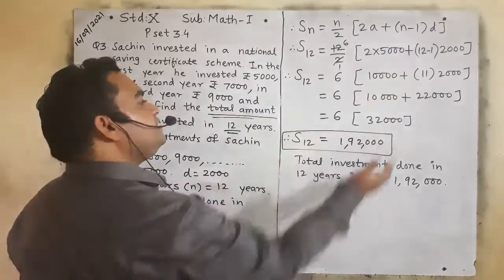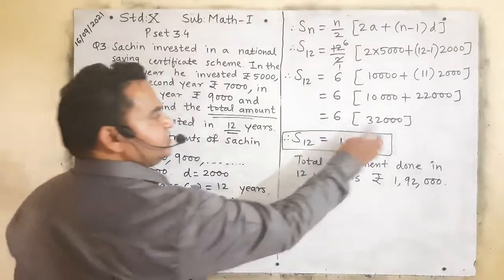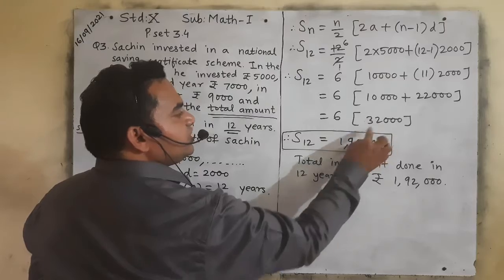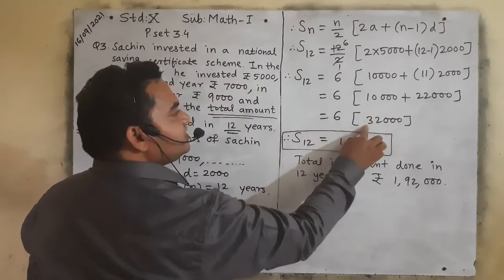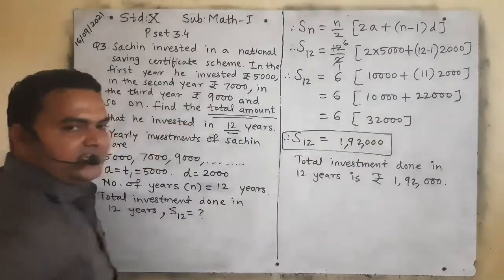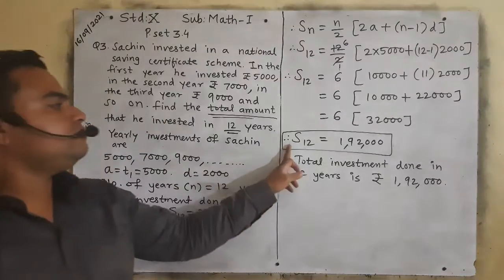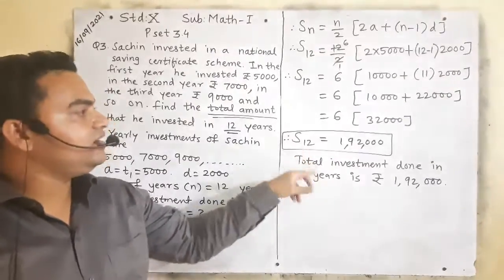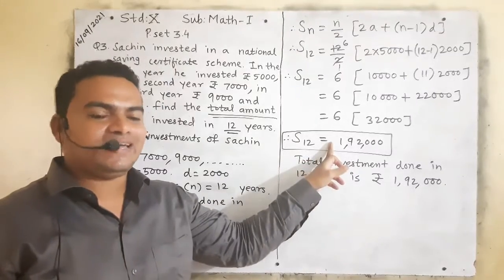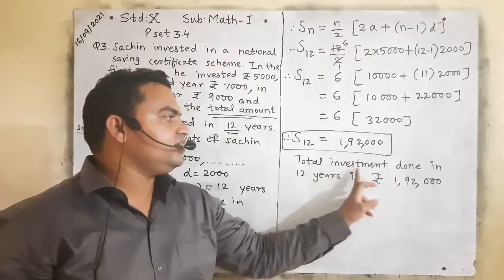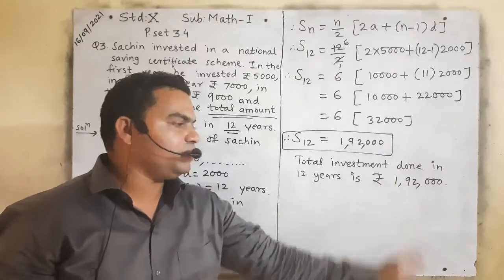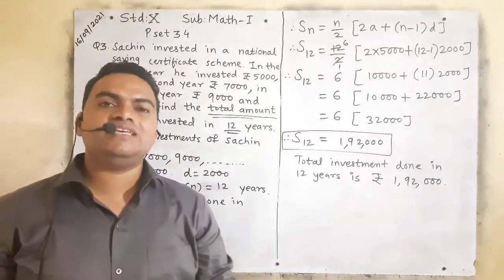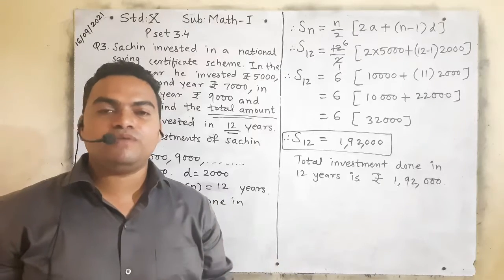So 6 will multiply to 32,000, that is 6 zeros are 0, 6 zeros are 0, 6 zeros are 0, 6 twos are 12, carry 1, 6 threes are 18 and 1 is 19. So the total amount Sachin will invest in 12 years is rupees 1,92,000. Total investment done in 12 years is rupees 1,92,000. I hope you understood these three word problems of practice set 3.4.